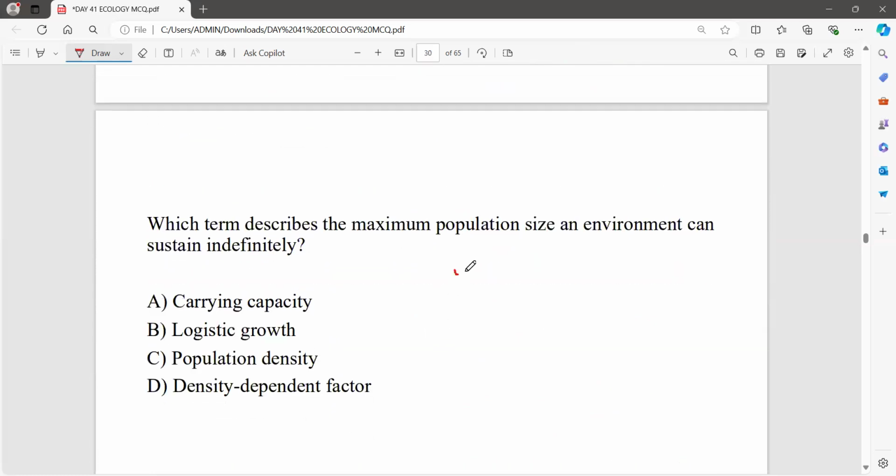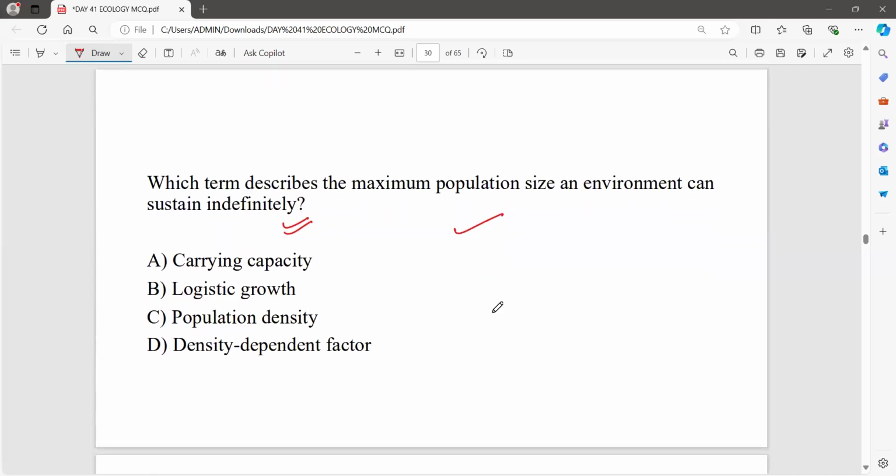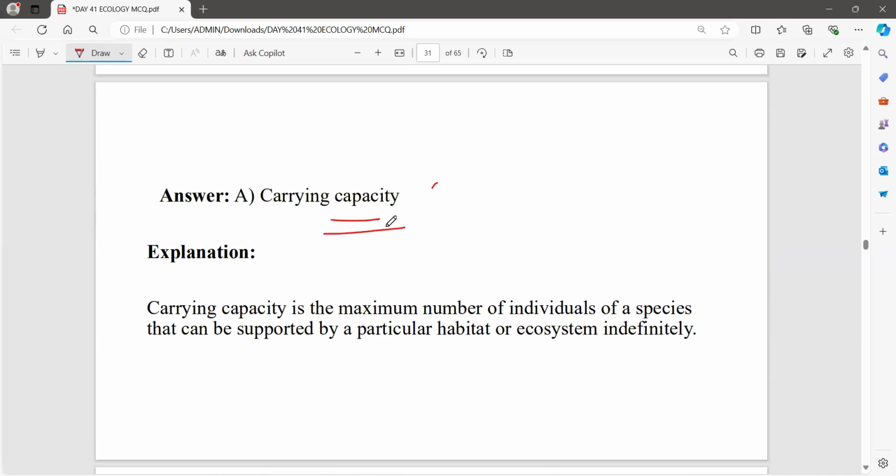Now, which term describes the maximum population size an environment can sustain indefinitely? Maximum population size. This will be the hint word, you can easily answer. Here, an environment can sustain indefinitely, and that will be the correct word. That will obviously be the maximum carrying capacity, and it will be denoted using K.